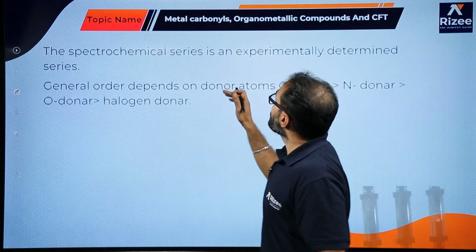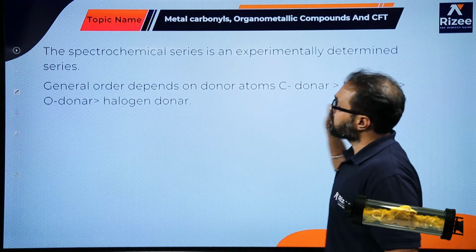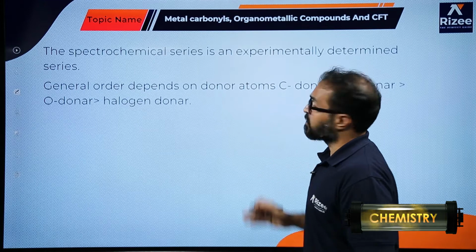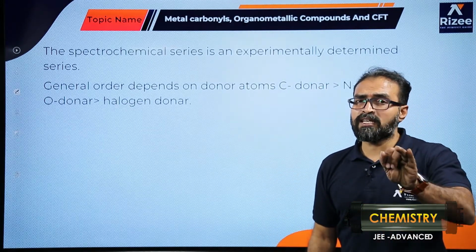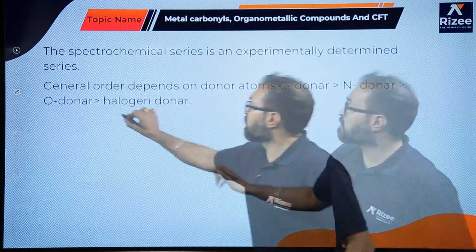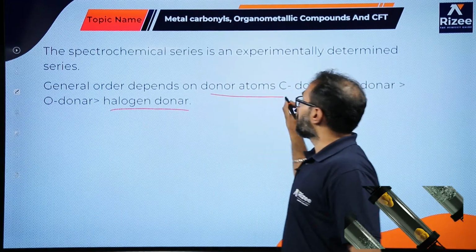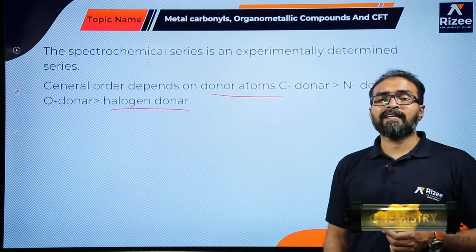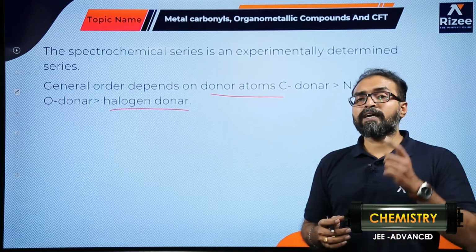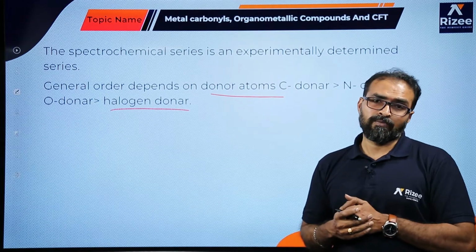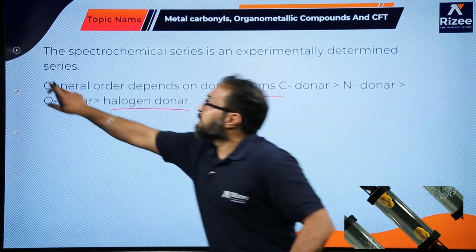The spectrochemical series is an experimentally determined series. The general order depends upon the donor atoms, as already told: carbon donor is greater than nitrogen donor, greater than oxygen donor, greater than halogens. So if carbon donors like CN and CO are present, they will definitely have more splitting. Then there is a chance that pairing can take place against Hund's rule also.